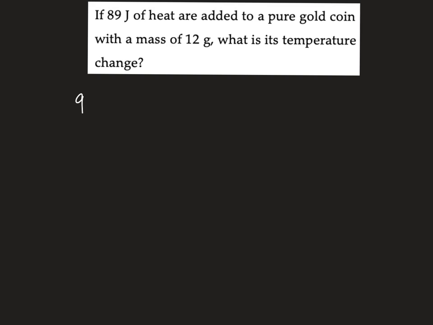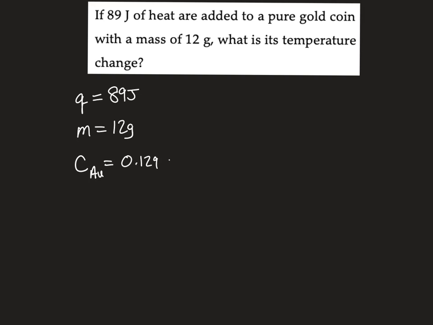This is problem 79 from chapter 3. We're told that 89 joules of heat are added to a pure gold coin. This time it's gold, not water, so we need to pay attention to that. We've got a mass of 12 grams, and we need to know the specific heat of gold.